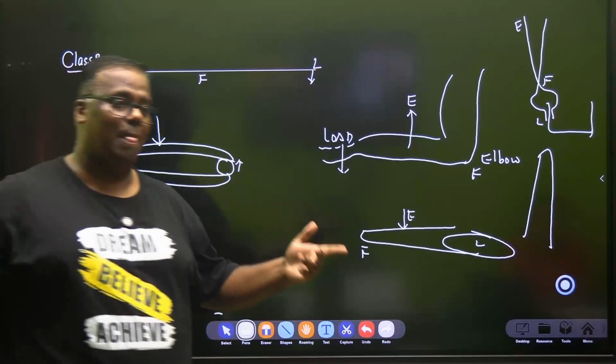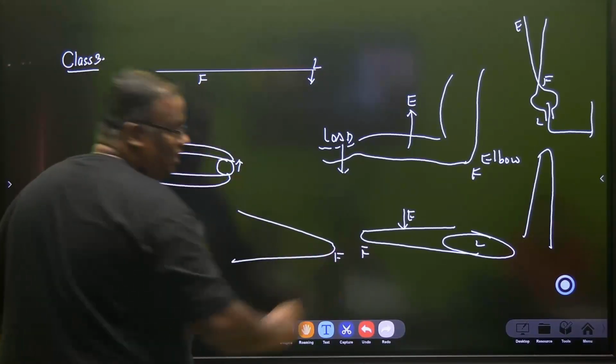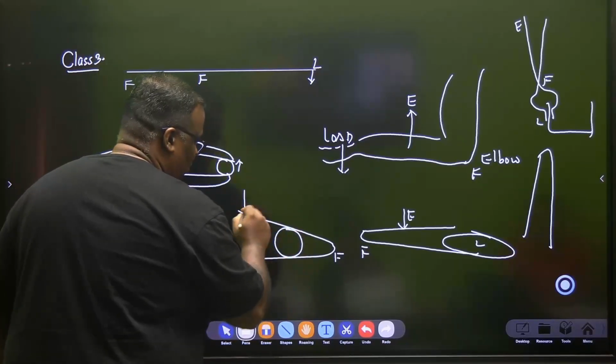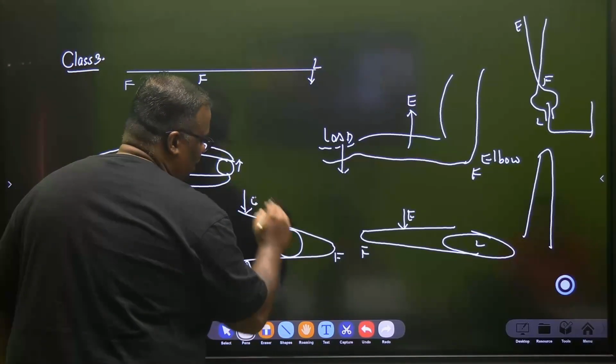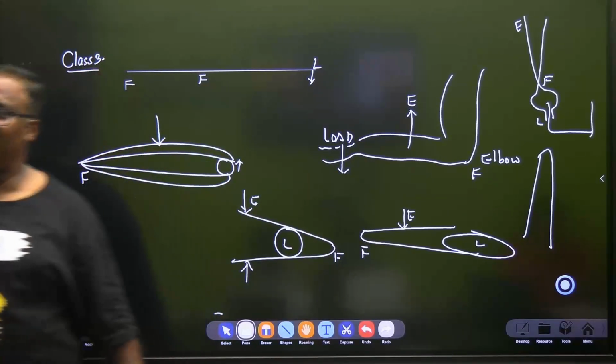In class 2 it will be reversed. In class 2 the fulcrum will always be on this side, right or left, whatever. Here is the nut and you want to crack it, so the effort will be here and the load will be here. I hope you are clear now. So what are the examples of class 1 lever?